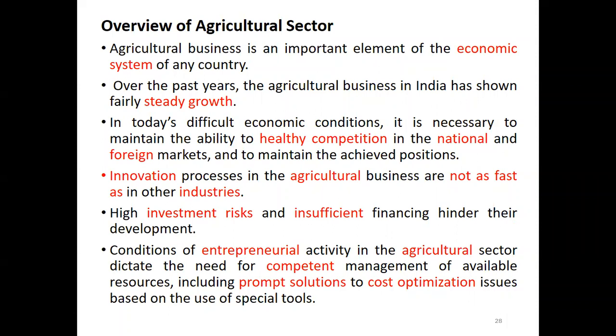Innovation processes in agricultural business are not as fast as in industries. Whatever innovations and technology changes happen in other industries, for example the textile, automobile, pharmaceutical and healthcare industries, those innovations do not happen in agriculture, because it is the problem of capital.